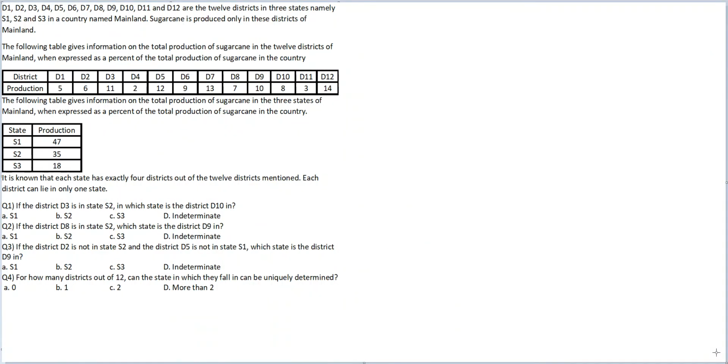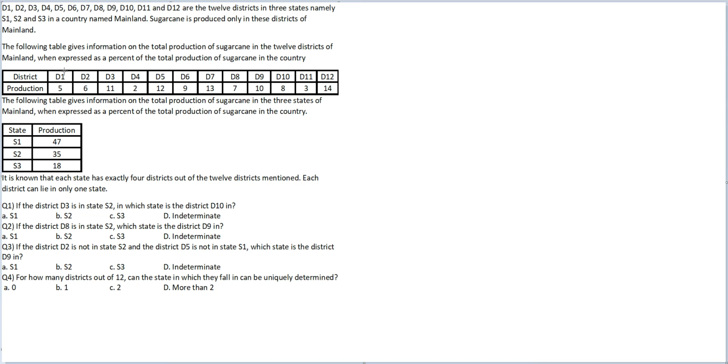Let's look at this question. D1, D2, D3, D4, D5, and so on are 12 districts in 3 states, namely S1, S2 and S3, in a country named Mainland. Sugarcane is produced only in these districts of Mainland. The following table gives information on the total production of sugarcane in the 12 districts of Mainland, expressed as a percentage of total production of sugarcane in the country.